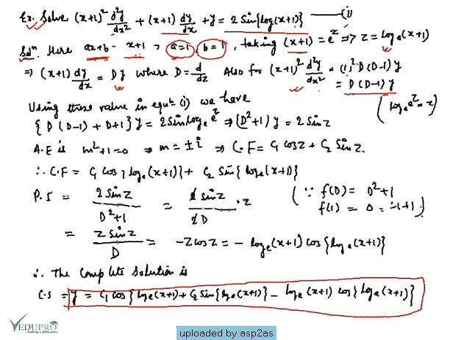Using these values in equation first, we have (D into (D minus 1) plus D plus 1) y. So after putting all these in equation first and obtaining the complementary function, we have c1 cos log_e (x plus 1) plus c2 sin log_e (x plus 1). After that we calculate the particular integral.